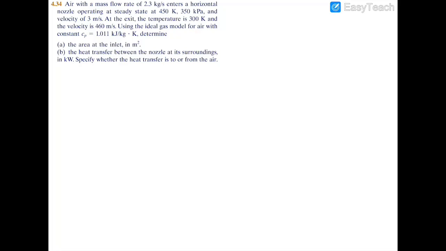Alright guys, so in this example here we have a nozzle with air flowing through it. So I'm going to start with a schematic. The nozzle will look something like this. And we'll have the inlet on the left and the exit on the right. So we'll call this 1 and we'll call the exit 2. And our working agent here is air.